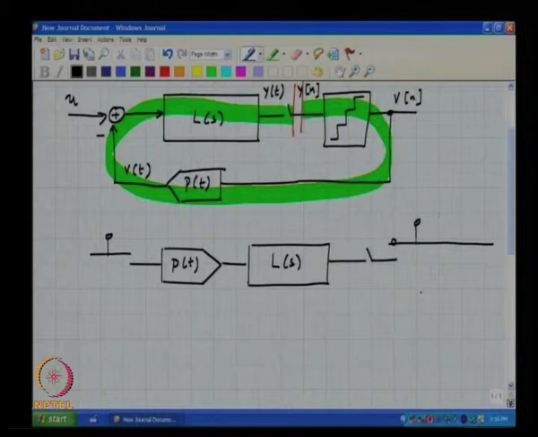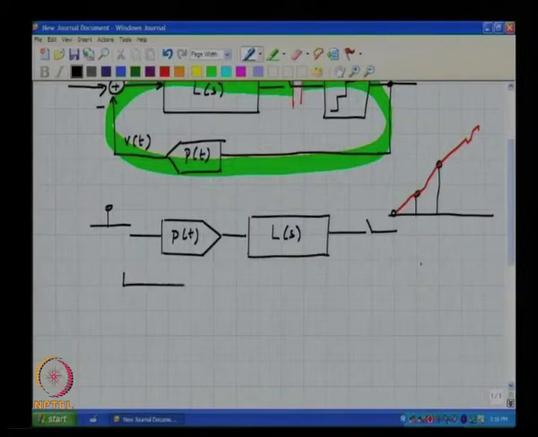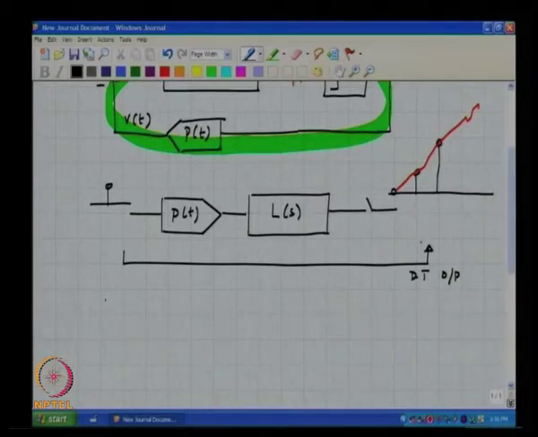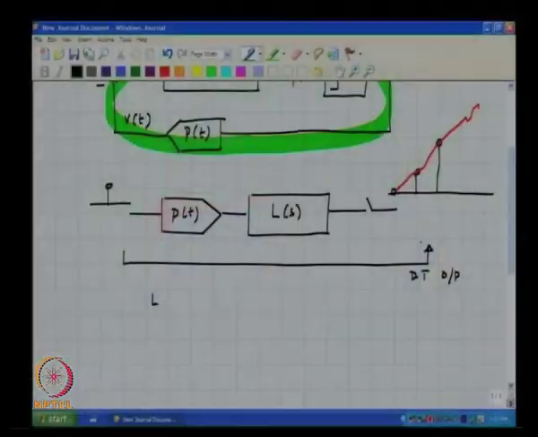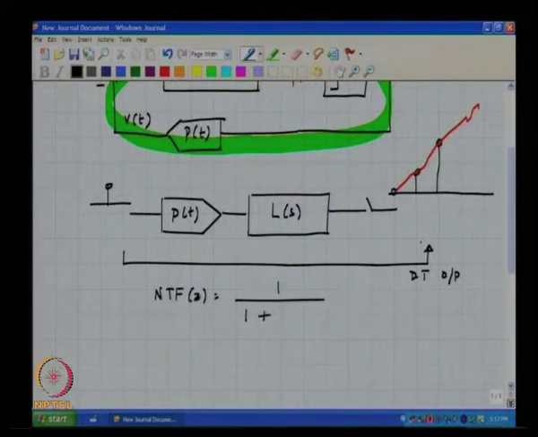So, it probably gives you some continuous time waveform like this, whose samples must give you L of Z. So, this is a system with discrete time input and discrete time output, and the impulse response of the cascaded version of the DAC pulse shape and the loop filter after sampling must give you L of Z, which is computed by the equation NTF of Z is nothing but 1 by 1 plus L of Z.